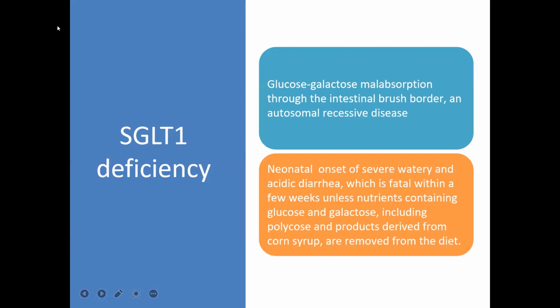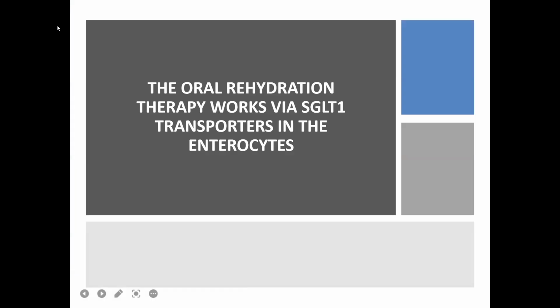SGLT1 deficiency causes glucose galactose malabsorption through the intestinal brush border, an autosomal recessive disease. Severe watery and acidic diarrhea, which is fatal within a few weeks unless nutrients containing glucose and galactose, including those derived from corn syrup, are removed from the diet. So oral dehydration therapy works via SGLT1 transporters in the enterocytes. The principle of SGLT1 was elucidated by American and Bangladeshi scientists in the early 1970s during the Indian-Bangladeshi liberation war.